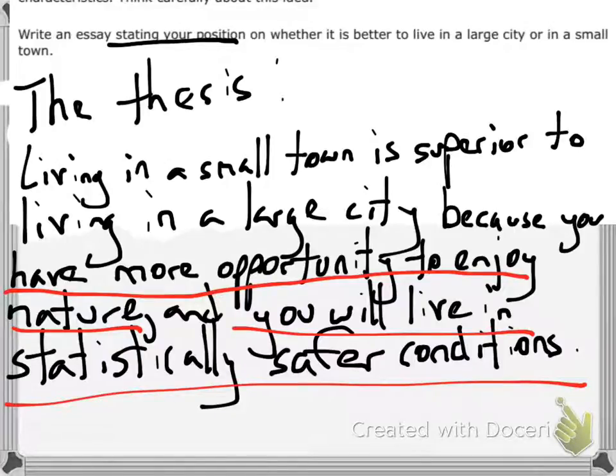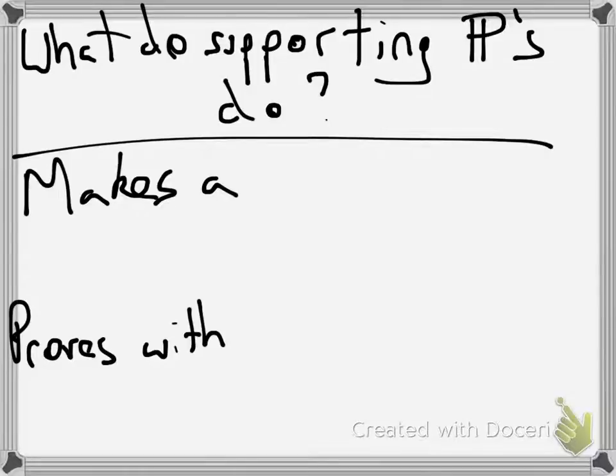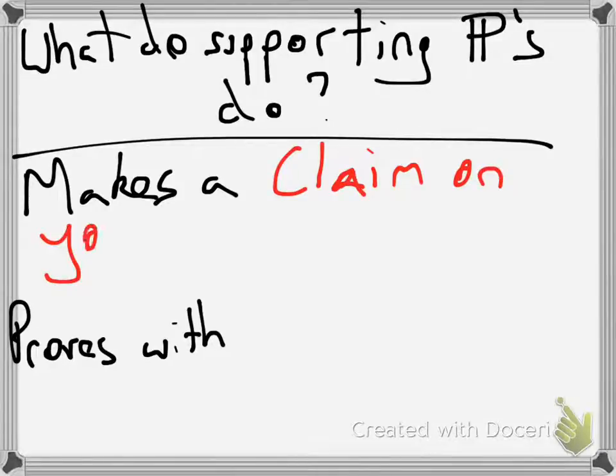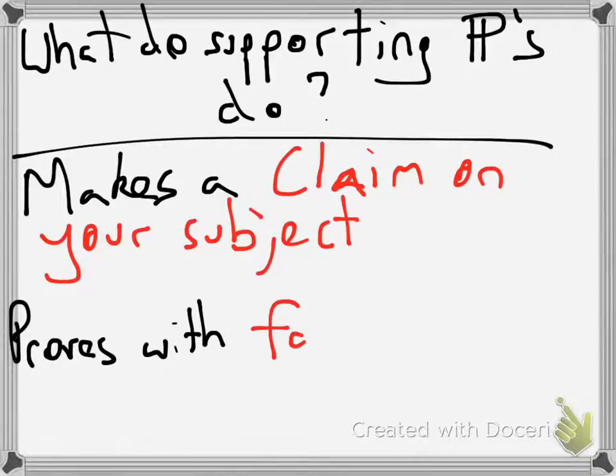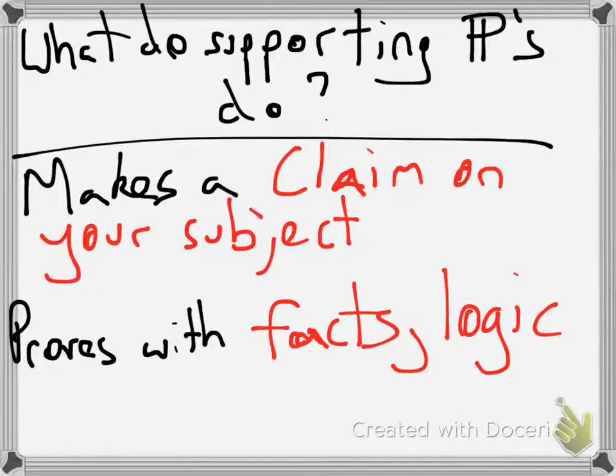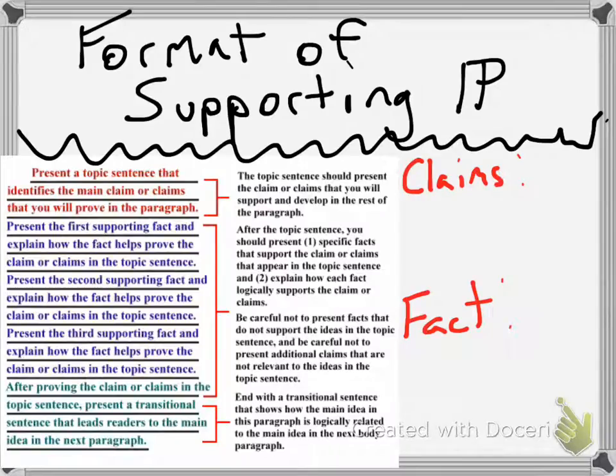So our first supporting paragraph is going to have to talk about why it is a good thing to have the opportunity to enjoy nature. And our second supporting paragraph is going to have to talk about what it means that you are in statistically safer conditions. So what do supporting paragraphs do? They make a claim on your subject, following your two reasons, and they prove it with facts, or in our case sometimes logic, because we don't necessarily always have the facts, especially with STAR writing. So let's take a look at what it means for the format.